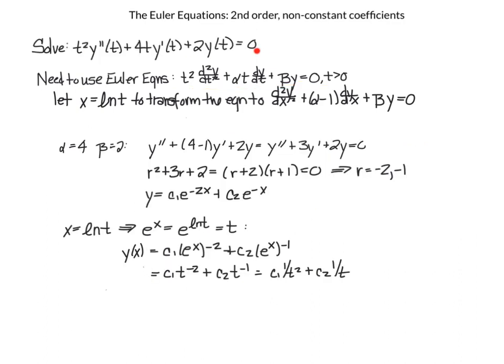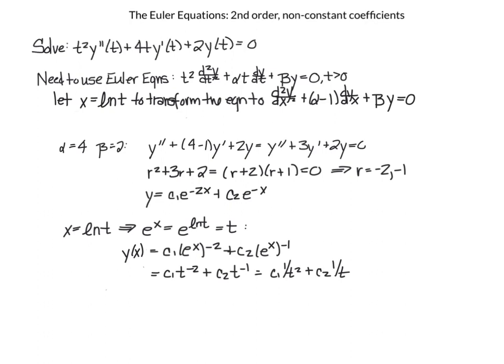We will go back to the problem we were looking at the beginning of the video, which is t² y''(t) + 4t y'(t) + 2y(t) = 0. And so this t² and this 4t, these are not constant coefficients because the t is our variable that y depends on. So we can't just simply write a characteristic equation. We need to use these Euler equations. So we'll look at how we transform this.